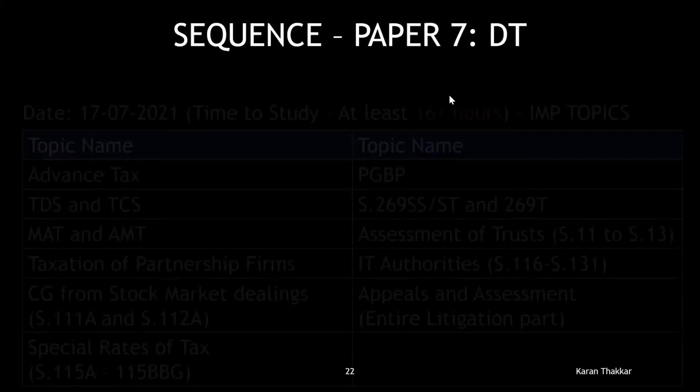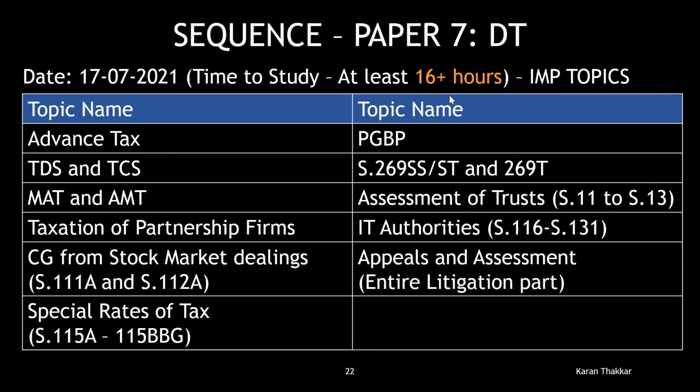Now, you don't actually have a particular sequence to follow in DT and IDT because you have to cover almost all the topics and all of them are independent. So what I have done is listed the important topics that you should start covering first from on 17th morning. So you can start with advanced tax, TDS and TCS. So that's the recovery of taxes, MAT and AMT, taxation of partnership firms.